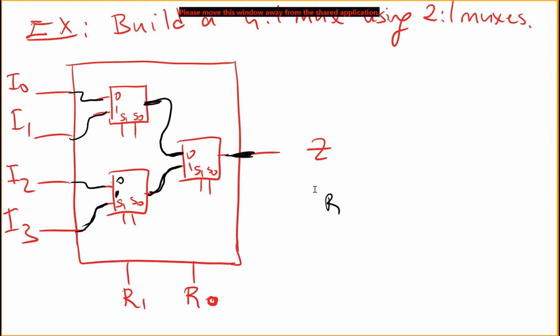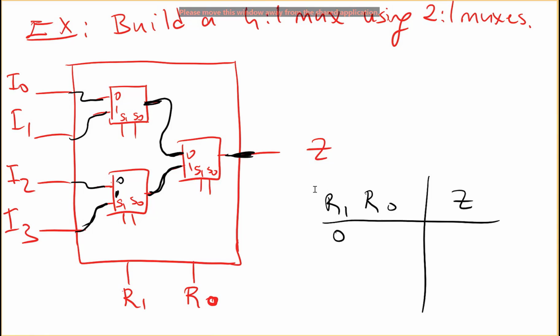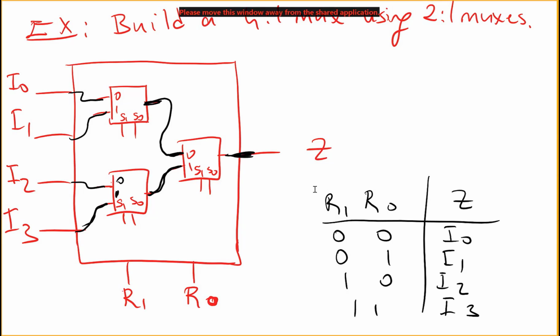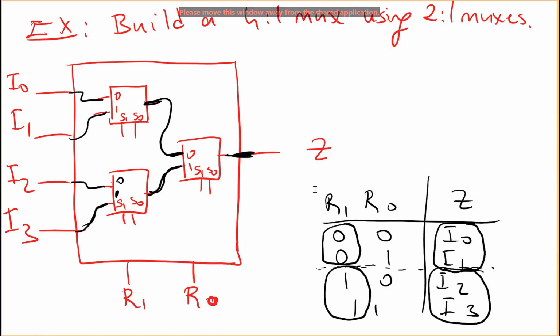So let's say this is R1, this is R0, and this is my output. If they are 0 0, I will have I0 here, 0 1 I1, 1 0 I2, 1 1 I3. As you see from this table, R1 is either selecting the top one, or if R1 is 1, it is selecting one of I2 or I3. So in a way, R1 is controlling the upper part or the lower part.